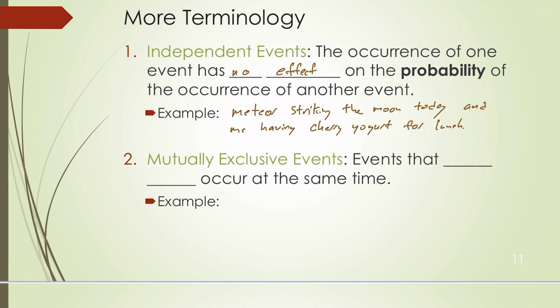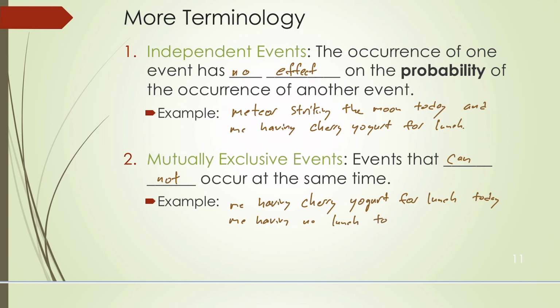Okay, mutually exclusive events. These are events that cannot occur at the same time. An example of this would be me having cherry yogurt for lunch today and me having no lunch today. They are mutually exclusive. If I ate some cherry yogurt, I had some lunch, which is not no lunch. And if I had no lunch, I could not have had any cherry yogurt for lunch. So those just cannot happen at the same time.